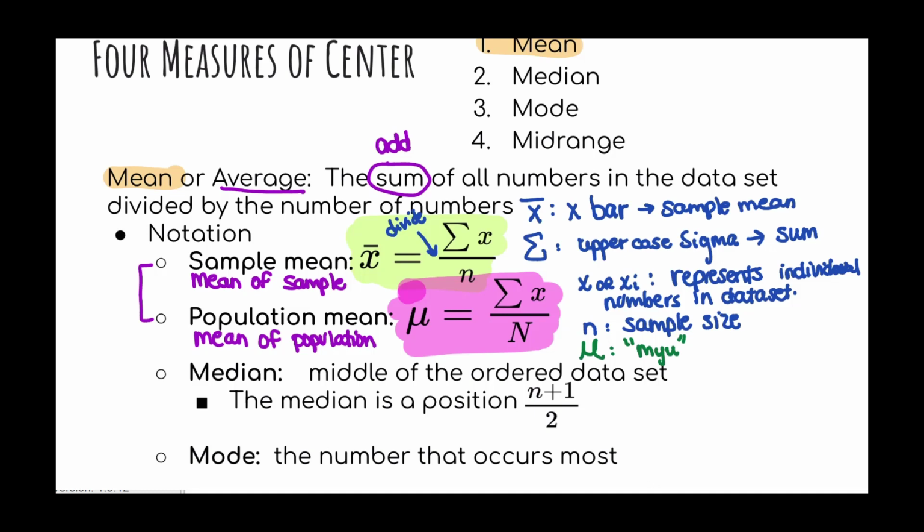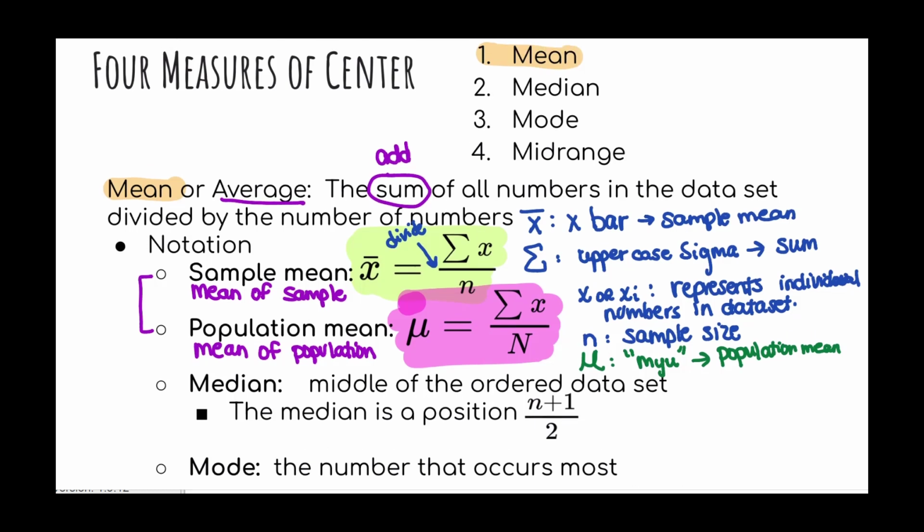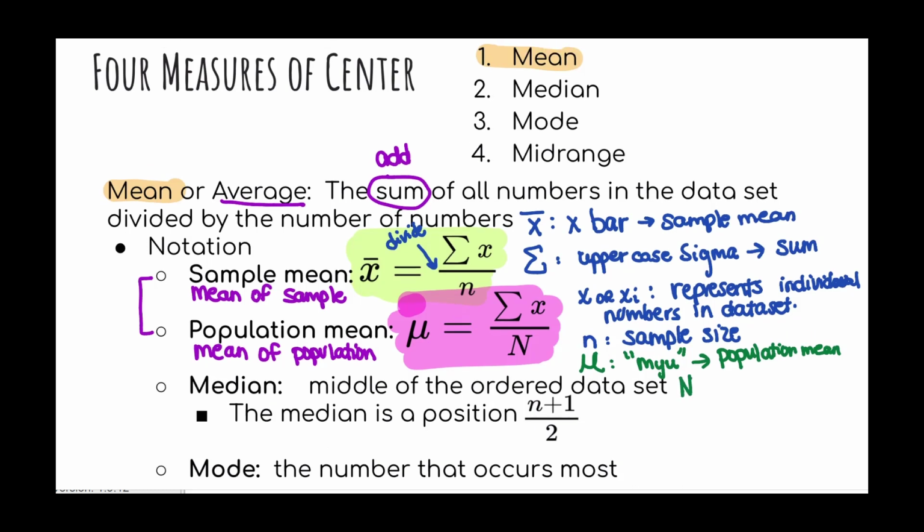So this symbol is the Greek letter mu, and it stands for the population mean. The next thing in the formula is sigma, which still means sum. X is still the individual numbers in the data set, but we do have a capital N. So capital N rather than lowercase n is the sample size, so uppercase N is the population size.